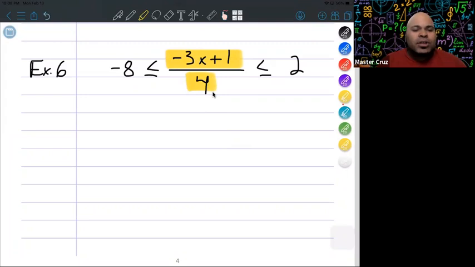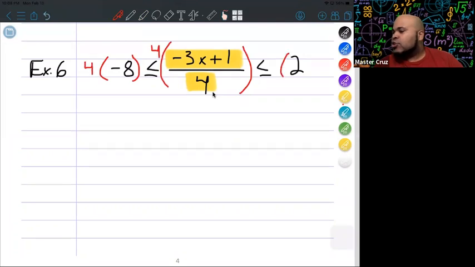Now, out of all these numbers, what is the number that you want to cancel first? Well, the number that you want to cancel first is the 4, right? Because you have a fraction, you want to cancel the fraction by multiplying by the denominator. That's how we cancel fractions. So I'm going to multiply everywhere by 4 so I can cancel it. Okay, so let's cancel it. 4 times -8 is -32. So this is going to be -32 less than or equal to.